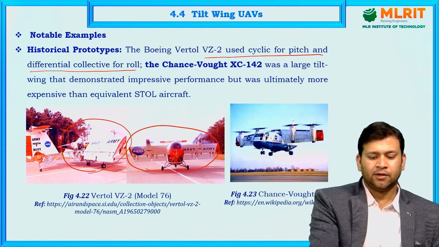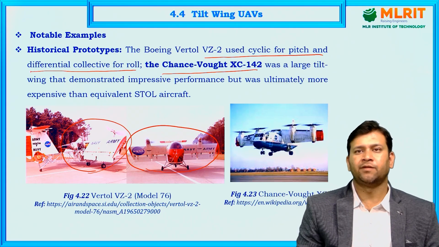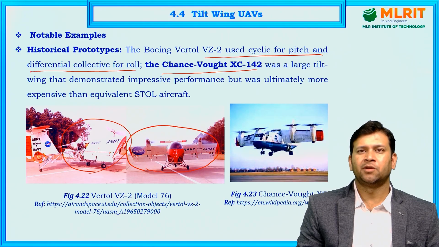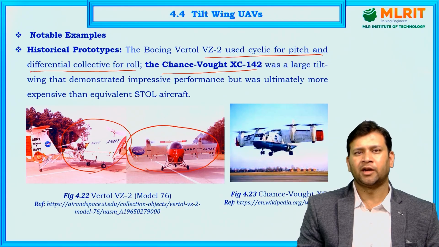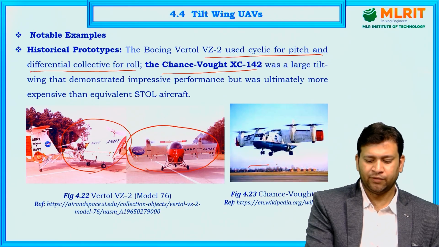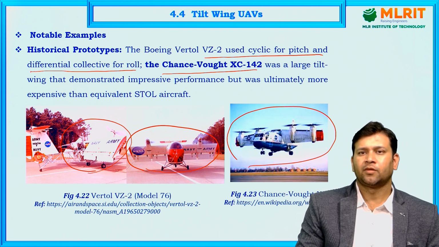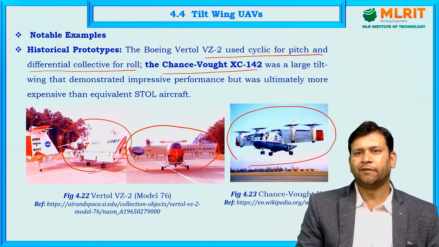And the Chance Vought XC-142, which was a tilt wing which demonstrated impressive performance but was ultimately more expensive than equivalent STOL aircraft. STOL is short takeoff and landing. So, this is an example of XC-142. This is the tilt wing concept.